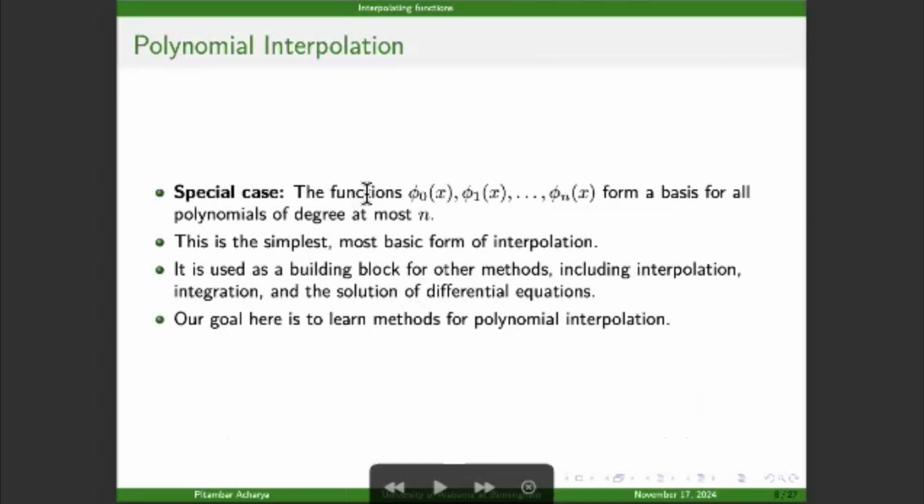The special case here is when the functions phi_0(x), phi_1(x), up to phi_n(x) form a basis for all polynomials of degree at most n. This type of basis function holds the simplest and basic form of interpolation. It is used as a building block for other methods, including interpolation, integration, and the solution of differential equations. So our goal here is to learn the methods for polynomial interpolation.